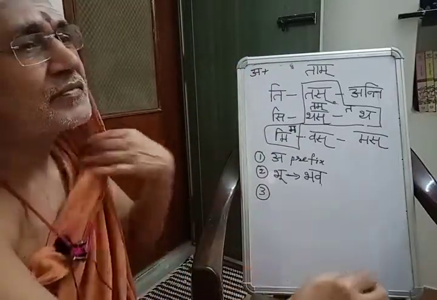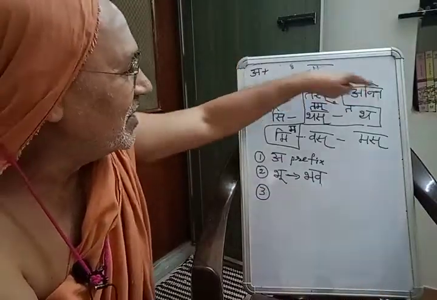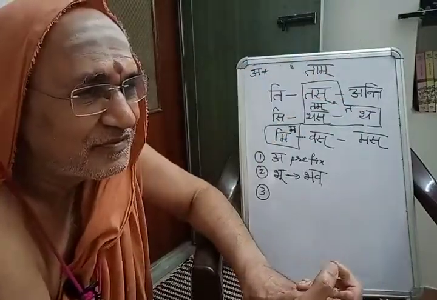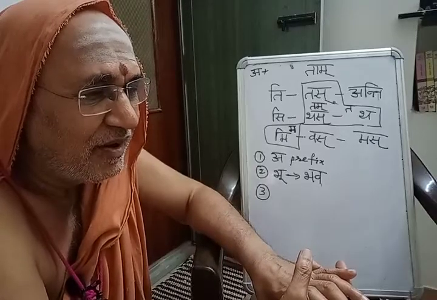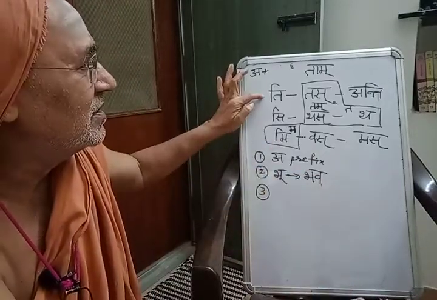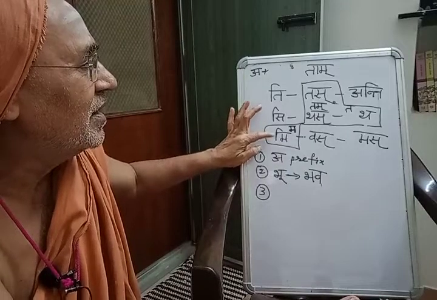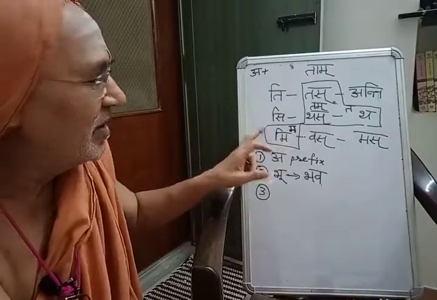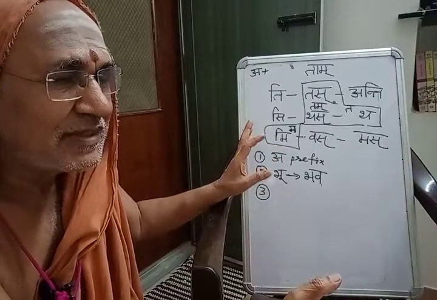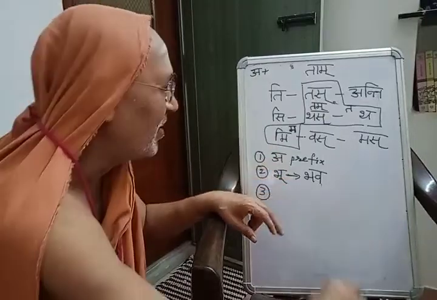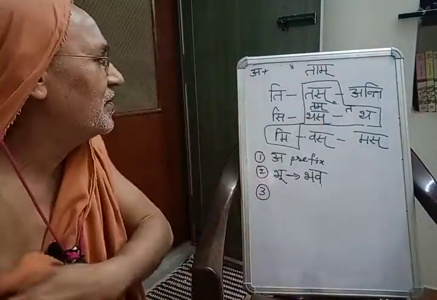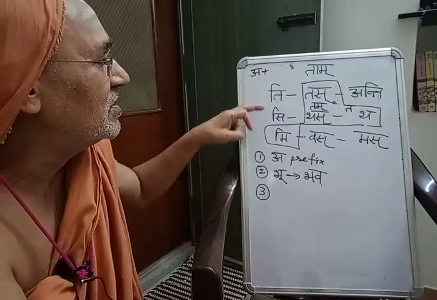Another rule is this: wherever ti, si, mi and anti are there, the ending e is dropped. All ending e's are dropped. So what remains? Ta, sa. That's why the ma substitute is coming. If simply e is dropped, it would have become agacham. In fact, the same thing happens. I think ma is not applicable here; ma is applicable for others. So in ti, si, mi, the e is dropped, and only ta, sa, ma remain.